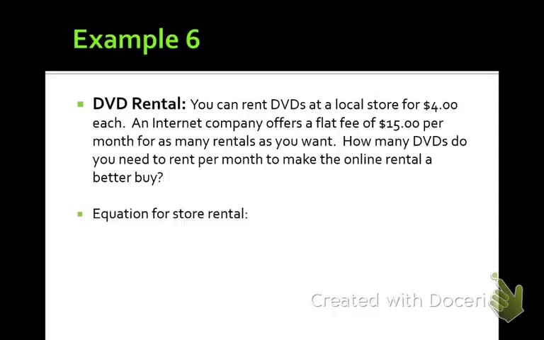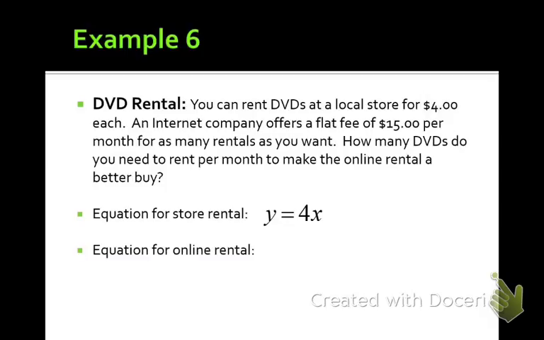Okay, so let's come up with how much you would have to pay to rent DVDs from each place. If we let Y be your cost and X be the number of DVDs, how do we find the cost for the store rental? Well, it's $4 each, so it must be Y equals 4X, where Y is the cost and X is the number of DVDs.